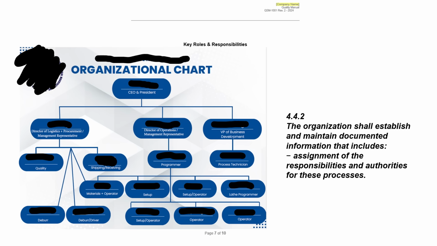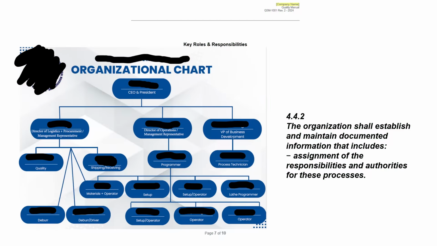Okay, everyone, moving along to the next requirement for our quality manual, as stated in 4.4.2: the organization shall establish and maintain documented information that includes assignment of the responsibilities and authorities for these processes.